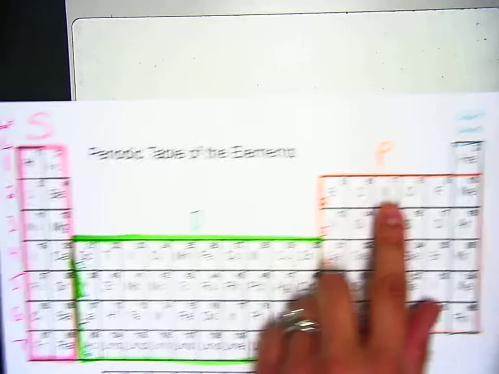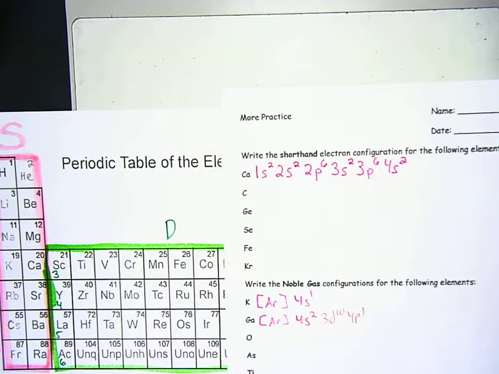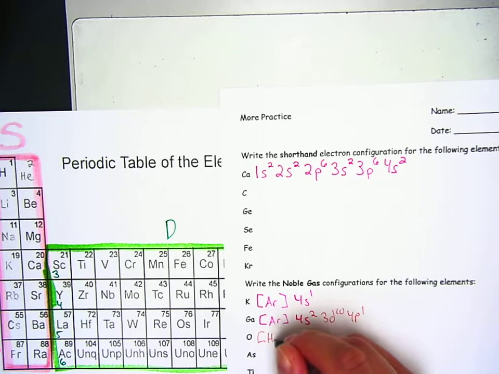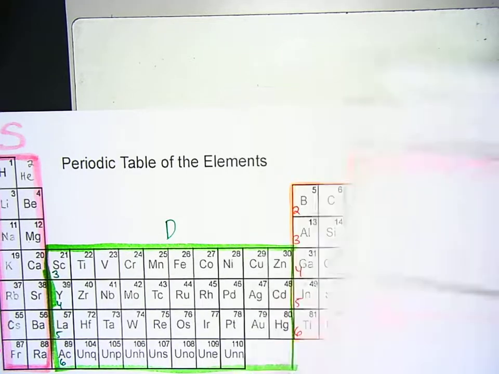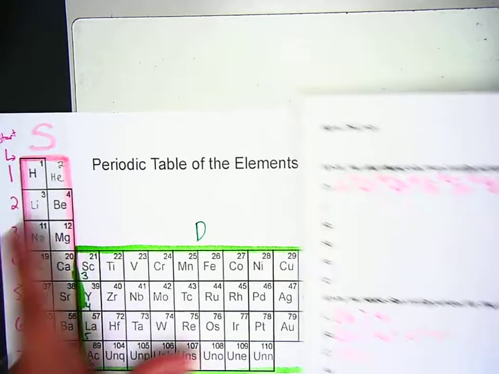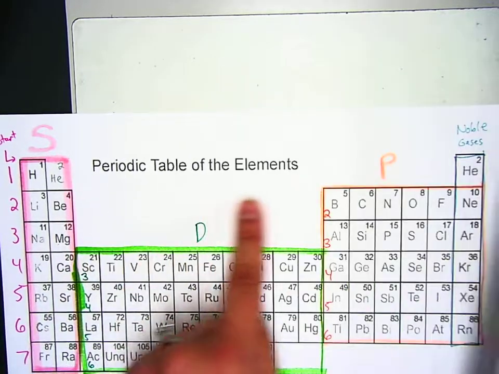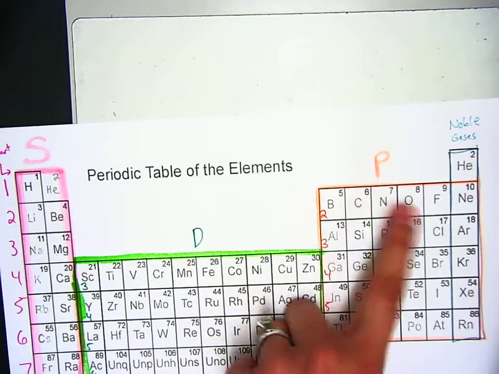Oxygen. Okay, oxygen is number 8. The noble gas that comes before it, well, 2. 10 is way too far beyond 8, so we're going to reference helium as our noble gas here. So from helium, to get to oxygen, leaving helium, we would be at 2s2. And then finally, 2p, 1, 2, 3, 4, 2p4.